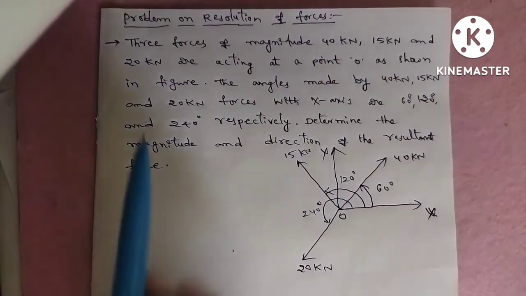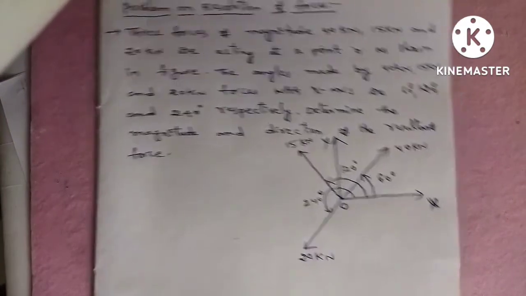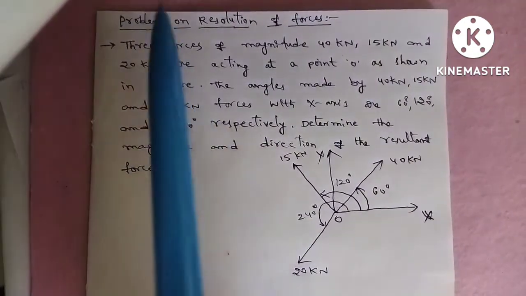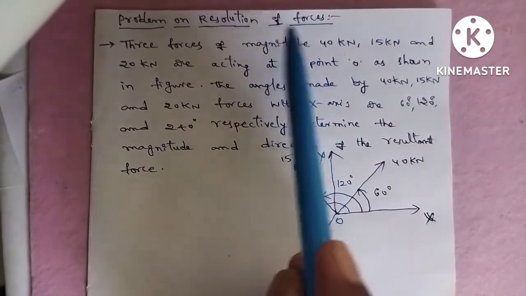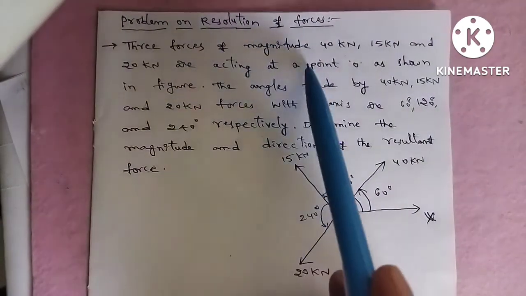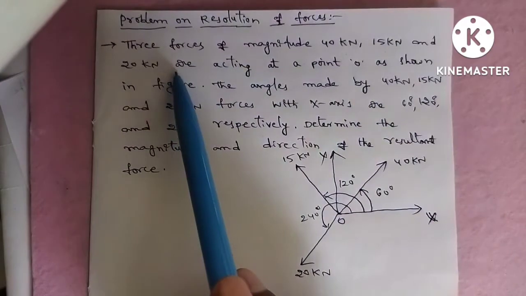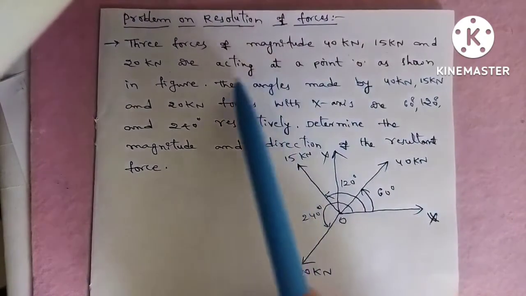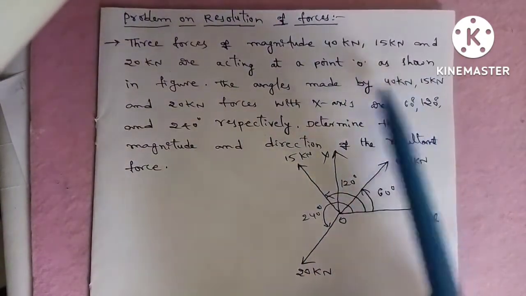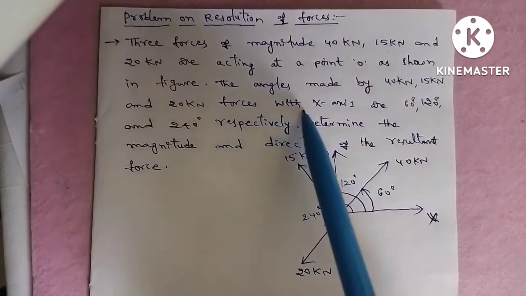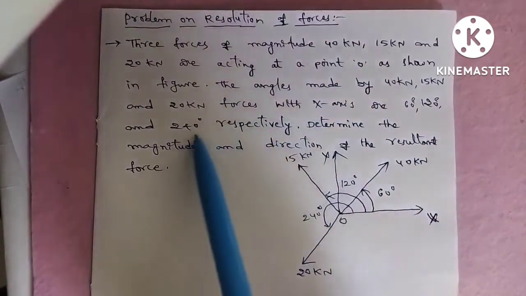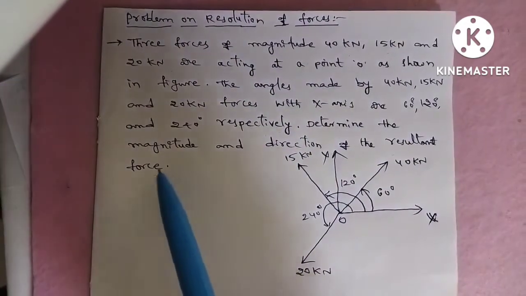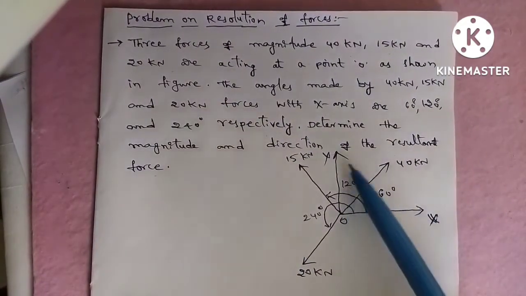Today I am going to explain a problem on resolution of forces. Three forces of magnitude 40 kN, 50 kN and 20 kN are acting at a point O as shown in the figure. The angles made by the 40 kN, 50 kN and 20 kN forces with the x-axis are 60, 120 and 240 degrees respectively. Determine the magnitude and direction of the resultant force.